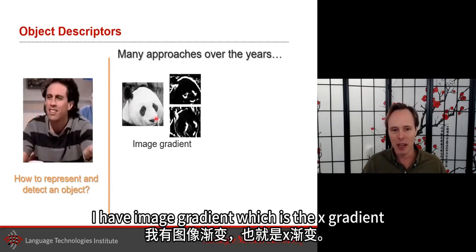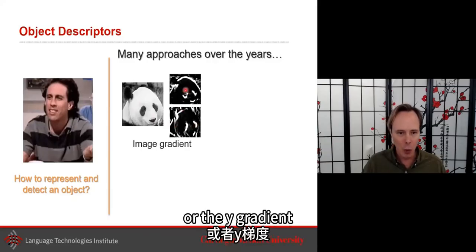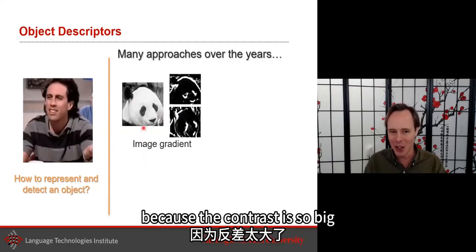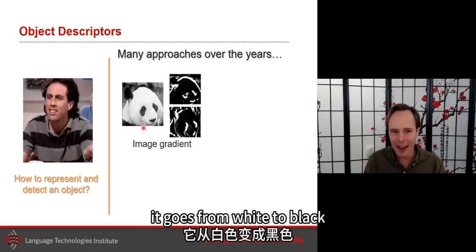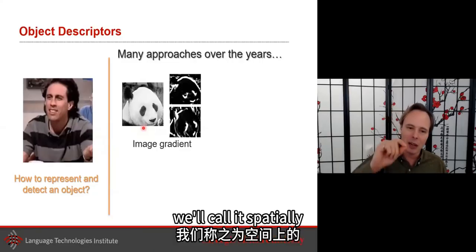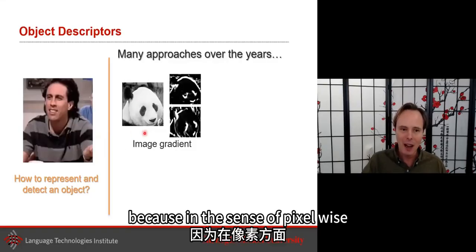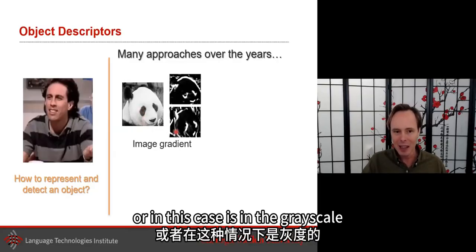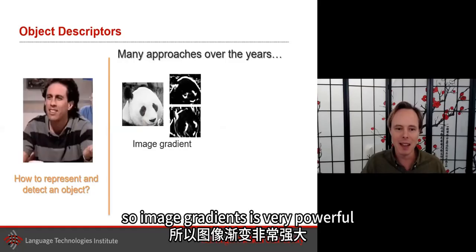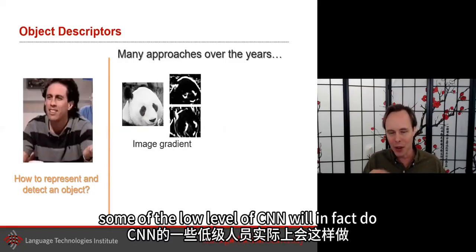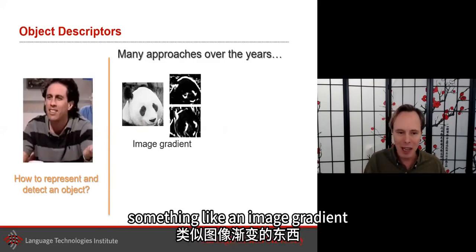I have image gradient, which is the X gradient or the Y gradient. And it's easier in this image because the contrast is so big. It goes from white to black. It's looking at changes or variation spatially. We'll call it spatially in the sense of pixel-wise in the image, in the color, or in this case, in the grayscale. So image gradients are very powerful, and in fact, some of the low level of CNN will in fact do something like an image gradient.